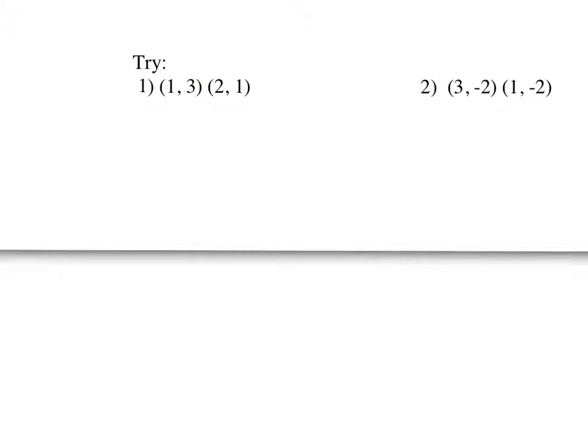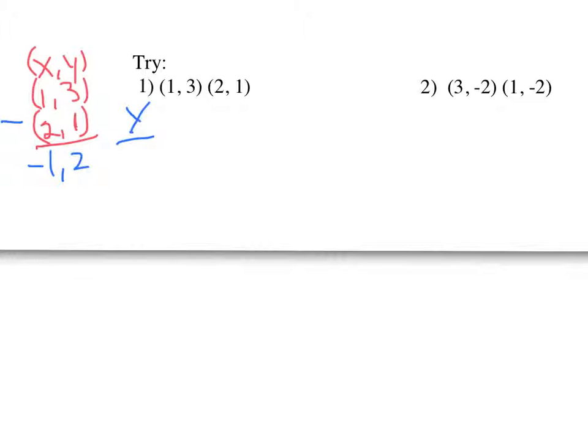Okay, I will do the first one. You can do the next two. So this problem sets up with (1, 3) over (2, 1). I subtract 2 from 1, I get a -1. I subtract 1 from 3, I get 2. Record this as y over x. That equals 2 over -1, which translates into a -2 slope, or m.